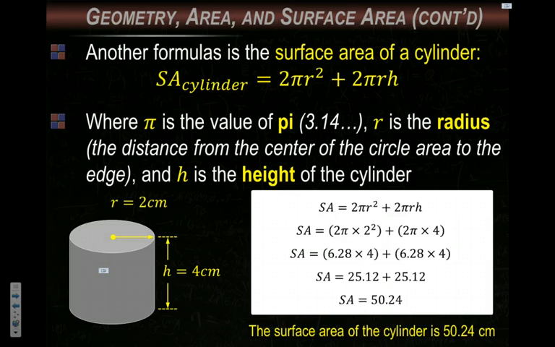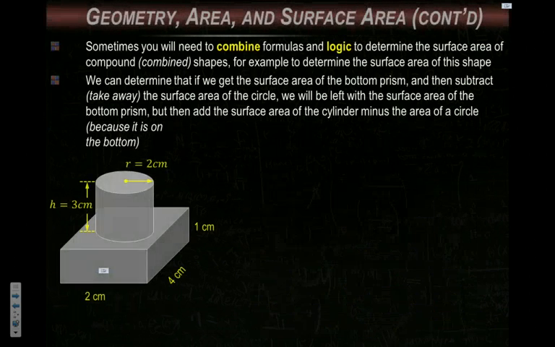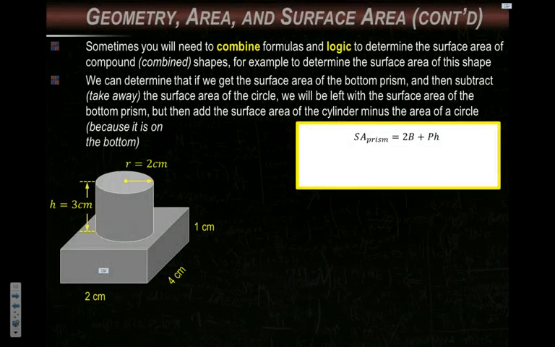Okay, let's kick it up another notch. Let's put it together. Here's the question, combining them. Now I have this weird shape. I have a prism with a cylinder on it. What's the surface area of that shape? Well, you have to think about that for a minute.